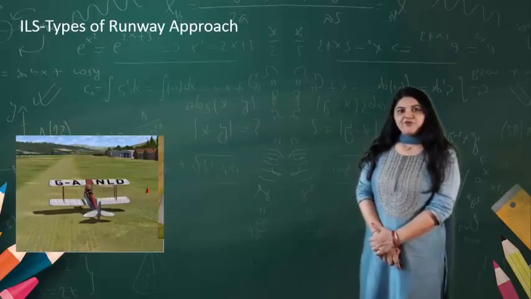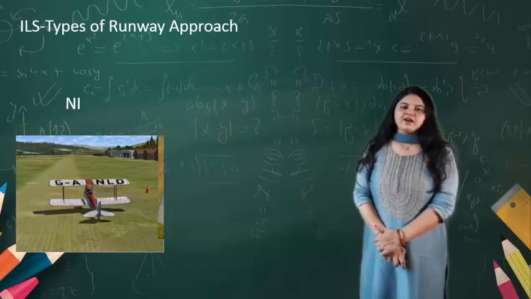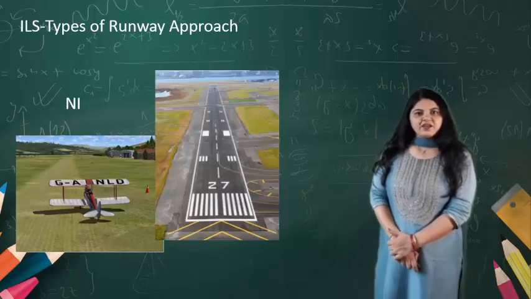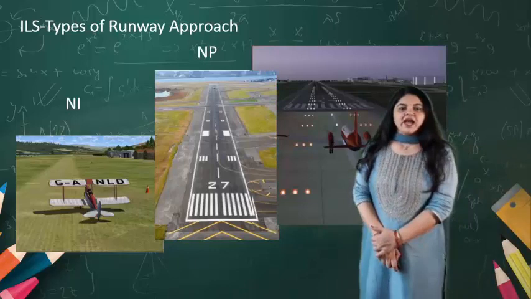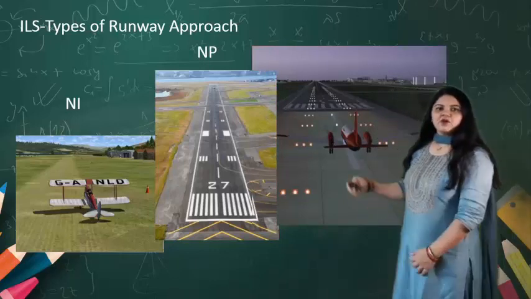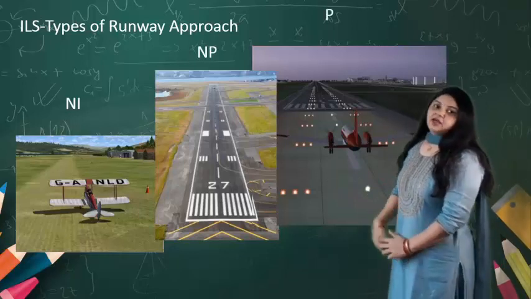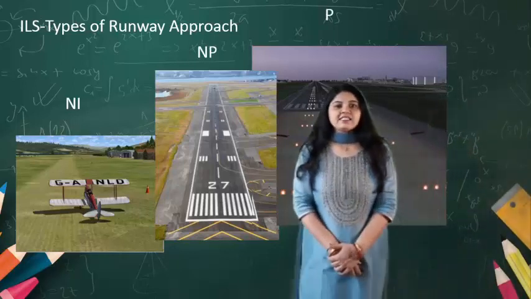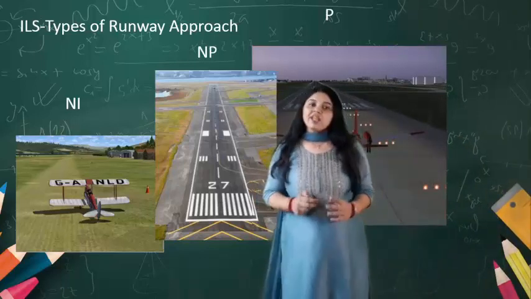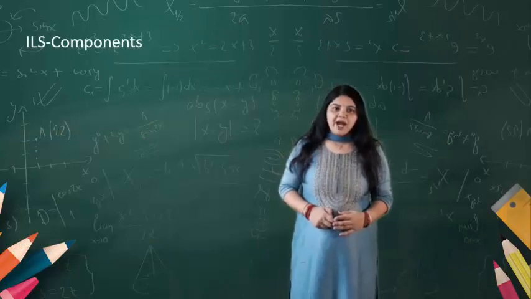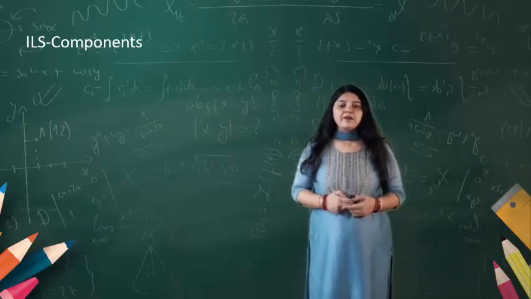You can see in the first diagram, that is the non-instrument runway. The second runway is the non-precision runway, and this is the precision runway. So this way the ILS system is used, and this can be very useful for the pilot. Now for doing this, which components are required?